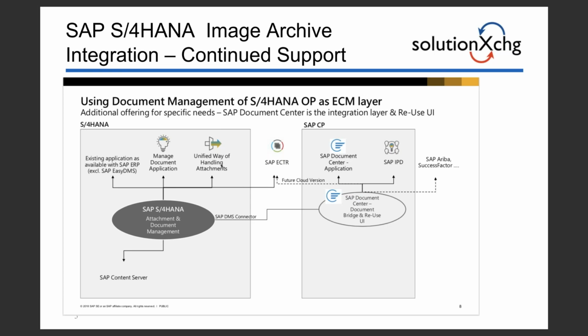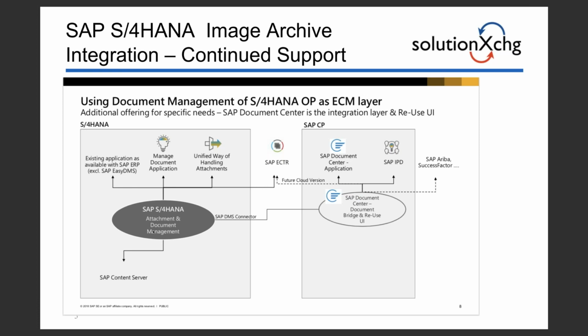Now, this particular slide is one we borrowed from SAP. We obtained permission to use it for various talks. And this shows an on-premise S/4HANA environment and connectivity to an enterprise content management layer. Here specifically, you can see the SAP ERP system up here. There's different applications, managed document applications, a unified way of handling attachments, and so on.